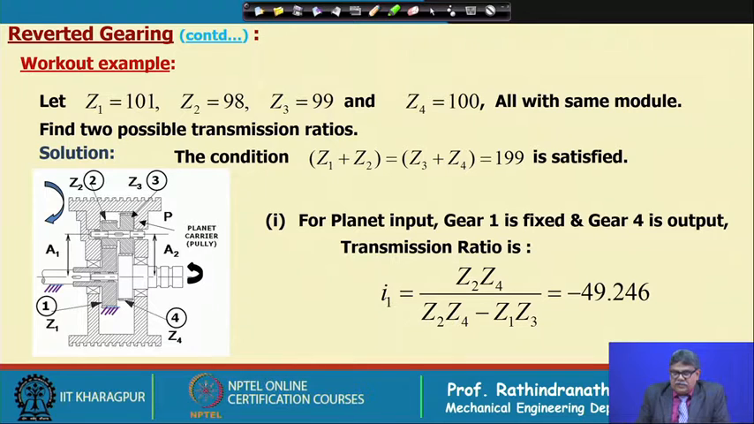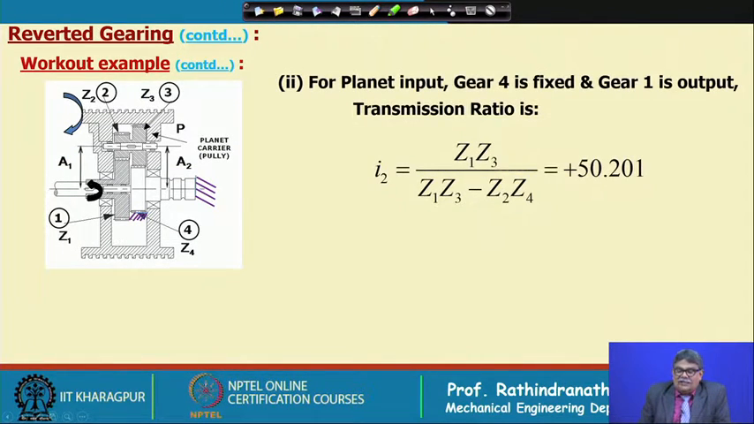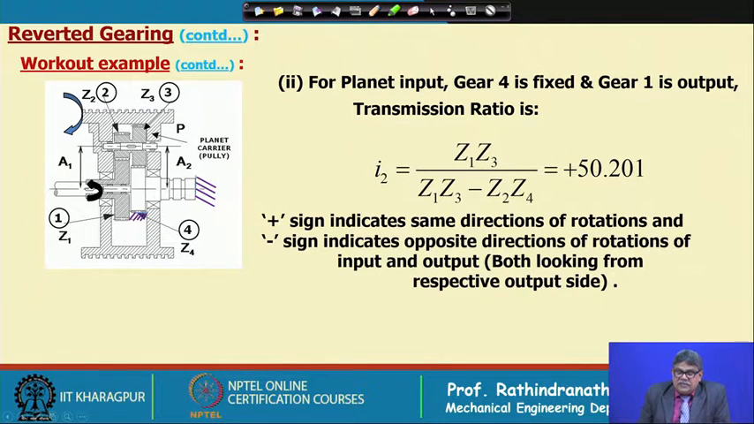This direction is shown here. Now, we calculate the other one, that is type 2, gear 4 is fixed, gear 1 is output. Substituting the values, we get the transmission ratio 50.201. Plus sign indicates the same direction of rotation and minus sign indicates opposite direction of rotation of input and output, both looking from the respective output side.